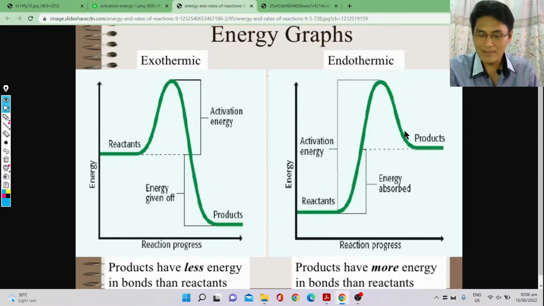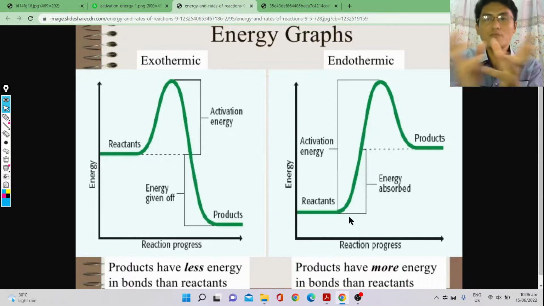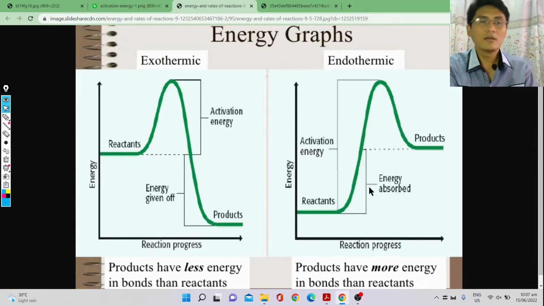And again, in real world experience, that translates to whether the chemical reaction feels hot from the perspective of the observer or feels cold. If it's exothermic, it feels hot because it releases more energy. That's why the energy here decreases. But for endothermic, it feels cold because it absorbs the energy. That's why the energy of the products all of a sudden goes higher.